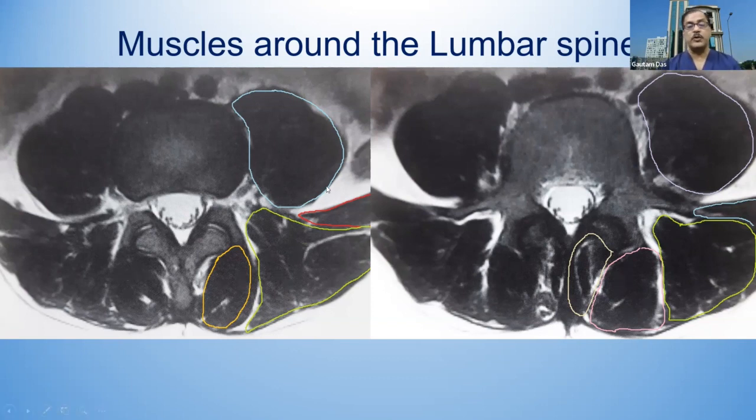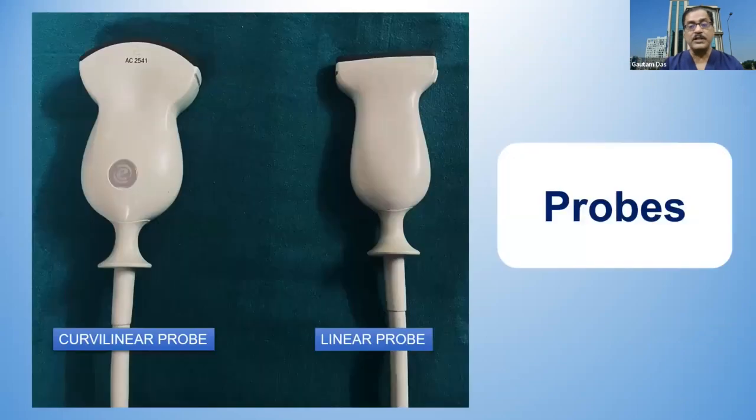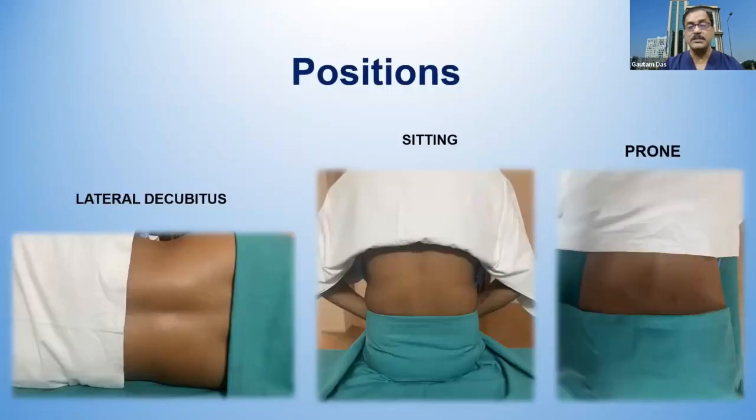We'll be able to see all those structures, the different foraminal structures and the neurovascular bundle. After coming out, the nerve divides into the ventral and dorsal rami and rami communicantes, accompanied by the vessels. We'll be able to identify those. Now let us see the probe positions. We are using both the curvilinear probe as well as the linear probe.